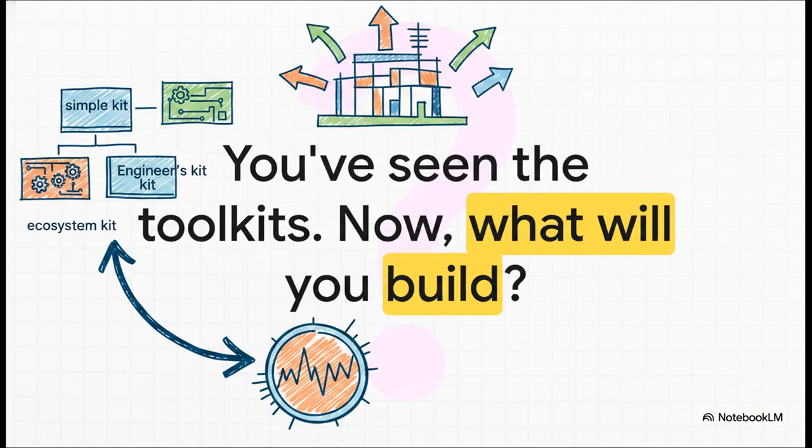So what's the big takeaway here? The world of AI agent frameworks, it looks diverse, but it's starting to speak a common language. We've seen the simple Get It Done kit, the complex Engineers kit, and those robust ecosystem kits. And while you build them all differently, they can all plug into the same universal socket at the end. That means your choice of framework is just the starting point. The real question is, now that you've seen the toolkits, what are you going to build?